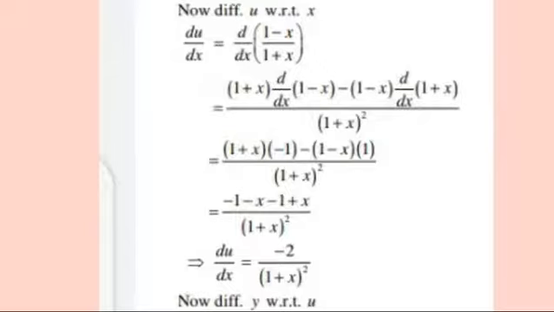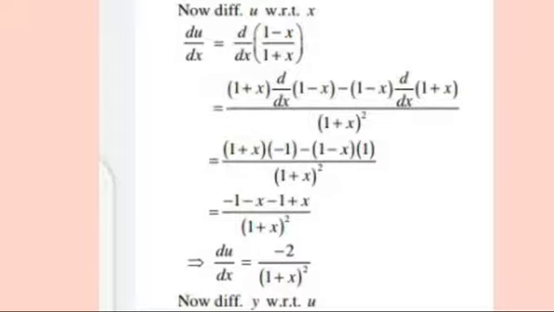While in the next step, simple calculation: minus (1 minus x) minus (1 plus x). When you open this bracket, due to this minus, the minus inside the bracket becomes plus and it becomes minus 1 plus x, as written here. Minus 1 minus 1 is minus 2, while minus x plus x cancel out. So left behind, du over dx is equal to minus 2 over (1 plus x) square.